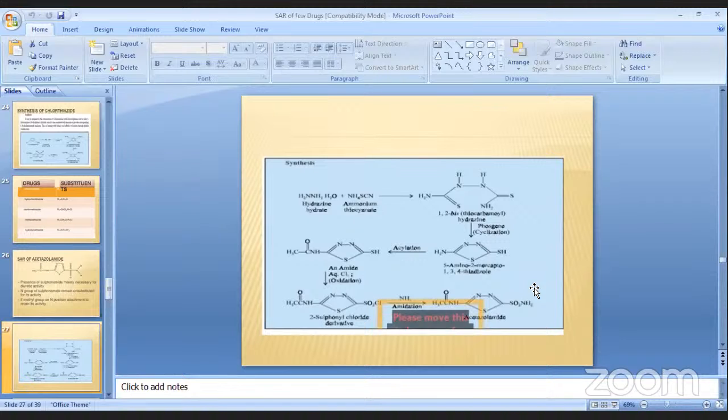First of all, you treat this hydrazine with amino thiocyanate. Upon closure of the ring and on acylation, you will get amides, and then these amides on treatment with silver chloride, you will get derivatives, and you will get acetazolamide on amination. Amination is needed; this is the basic synthesis.